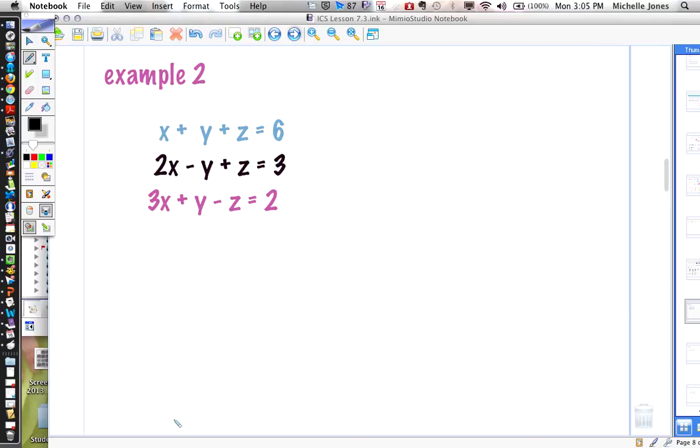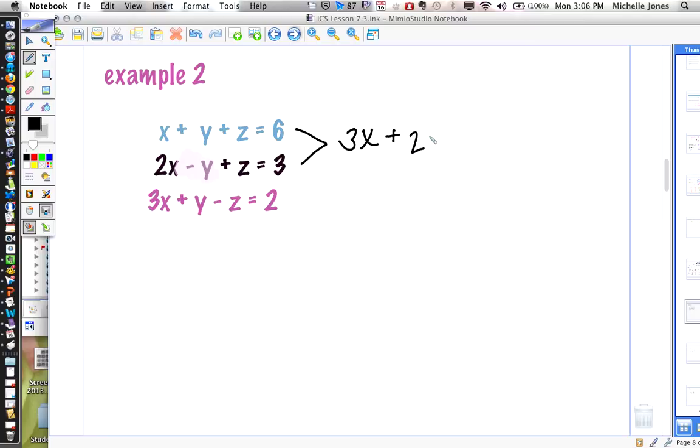Alright, example 2. Same thing. 3 unknowns, 3 equations. So look for the ones that are going to be the easiest to cancel. So here, I think y is going to be the easiest, or z. It really doesn't matter. I'm going to go with y's. So looking at my y, here's my negative. I want to make sure I have that in both equations. So with that being said, I'm going to take equations 1 and 2, add them together.